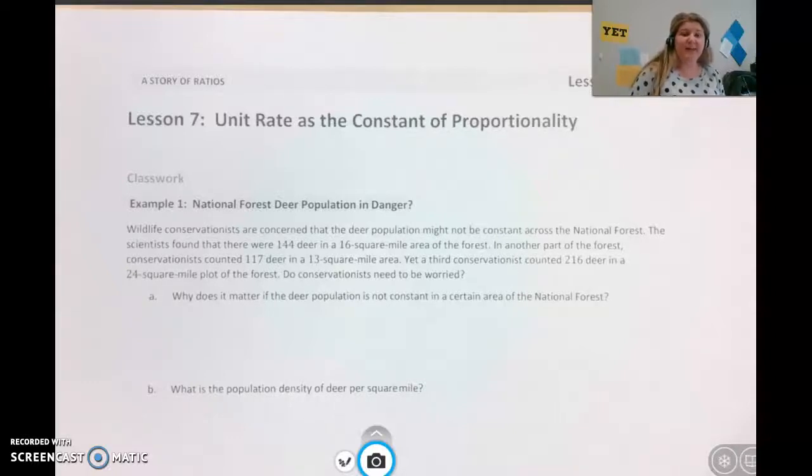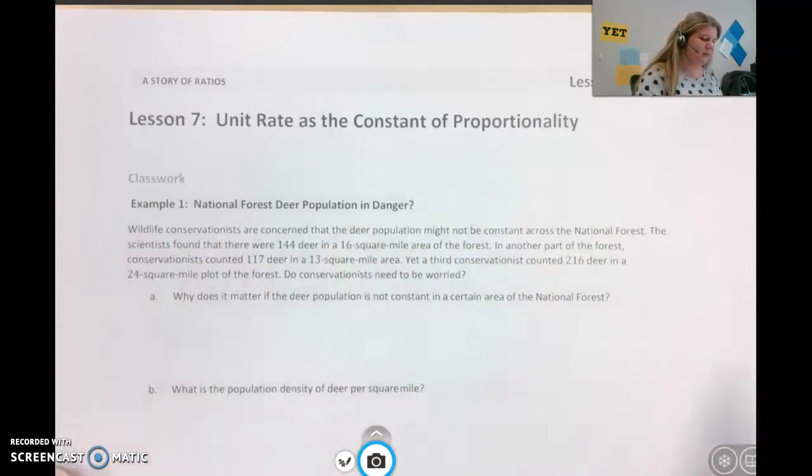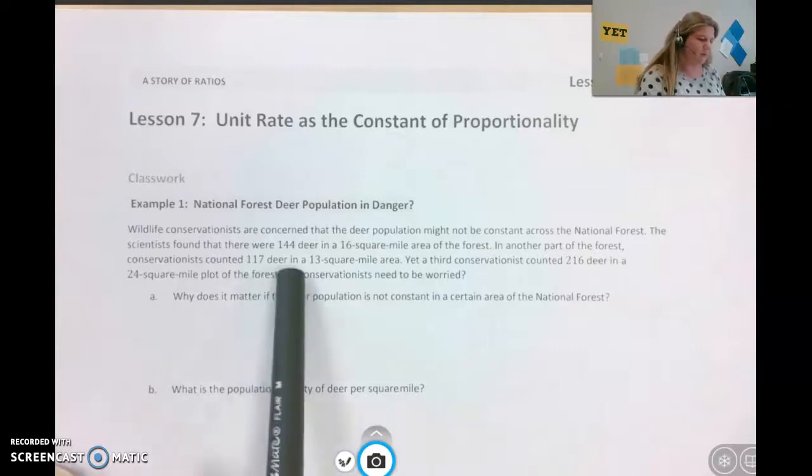We're going to look at Lesson 7, Unit Rate as the Constant of Proportionality. So we're starting with an example about the National Forest deer population. And this is a real-world situation. Here's a question. Why does it matter if the deer population is not constant in certain areas of the National Forest?